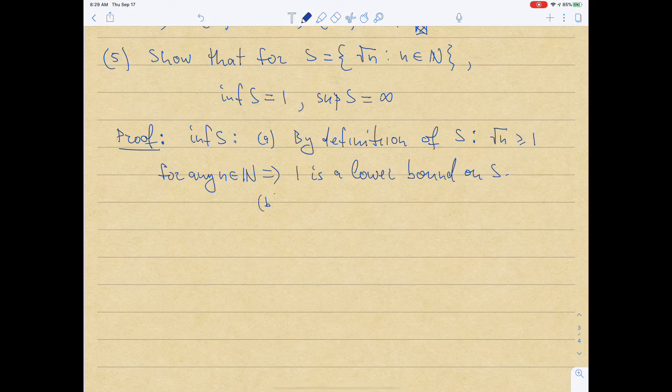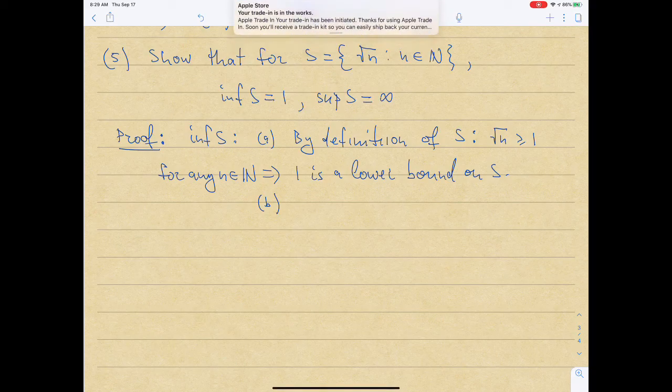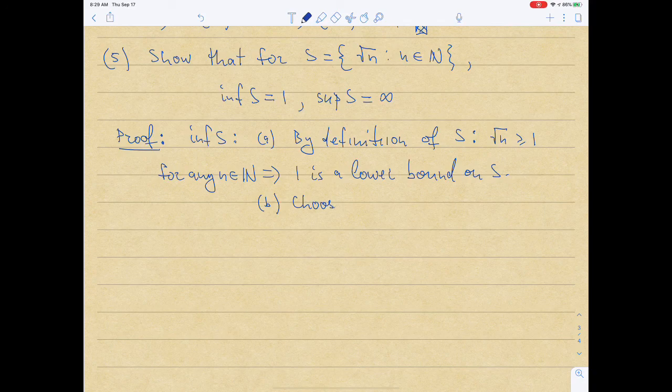So B, I need to prove that 1 is the greatest lower bound. And so that is what we do next, I'm going to choose any, let's say, any t, which is greater than 1, right? So what I want to show is that t cannot be the lower bound, right? Because otherwise, if t was a lower bound, then 1 cannot be the greatest lower bound. So I choose any t greater than 1.